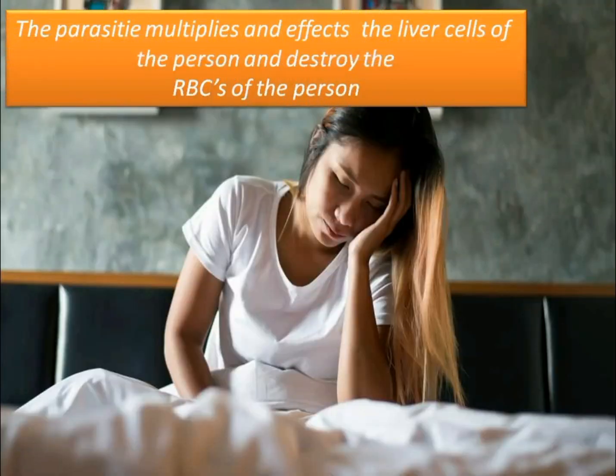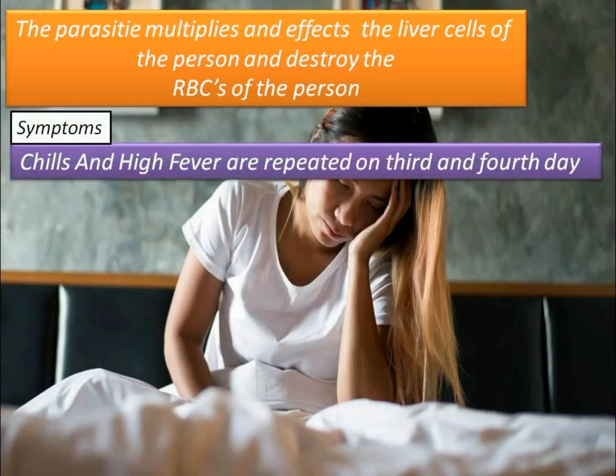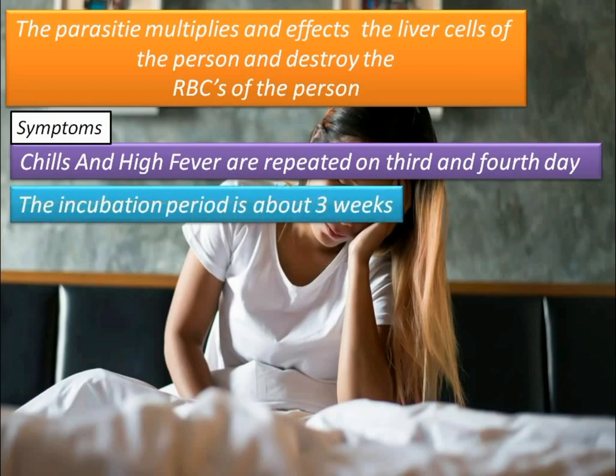So what happens when this person is affected with malaria? The parasite multiplies and affects the liver cells of the person and destroys the RBCs of the person. So what are the symptoms? Chills and high fever are repeated on the third and fourth day. The incubation period is about 3 weeks.